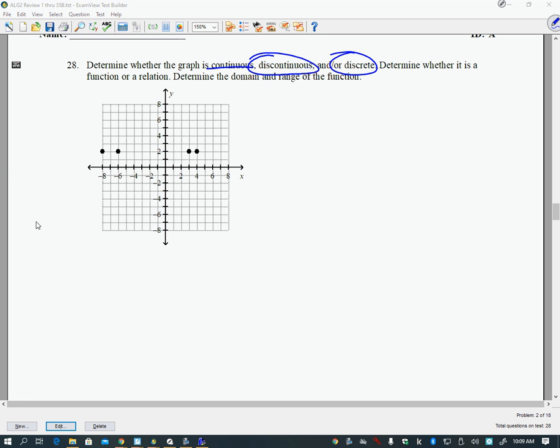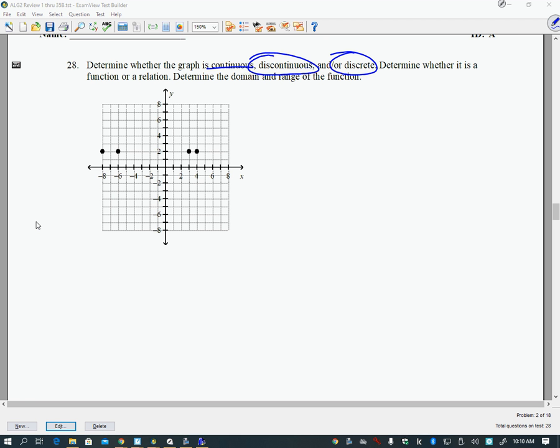Determine whether it is a function or a relation. Does it pass the, what test is it? Does it pass the vertical line test? Somebody said no. Somebody said yes. Raise of hands. Yes? Several yeses. Any no's? Okay. Let's check. Does that pass the vertical line test? Does that pass? Sweet. It passed the vertical line test every time. Therefore, it is a function.